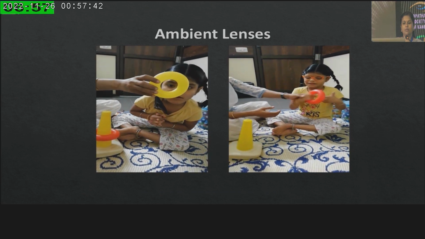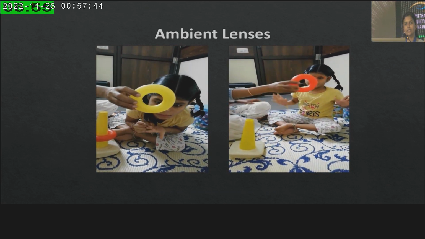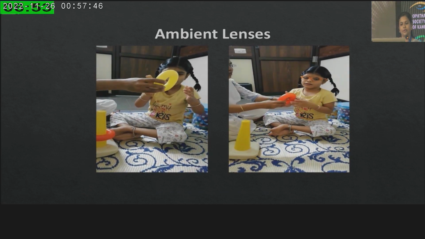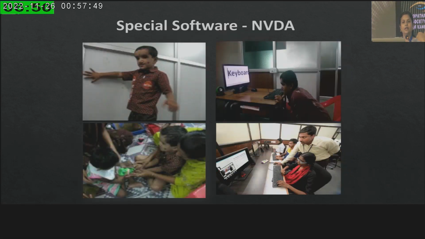These prisms are, however, weanable. So once the brain has learned how to do it, you can actually wean them out of it. Another technology improvement is this special software or NVDA training. It's a non-visual desktop access where we train these children to learn computers.